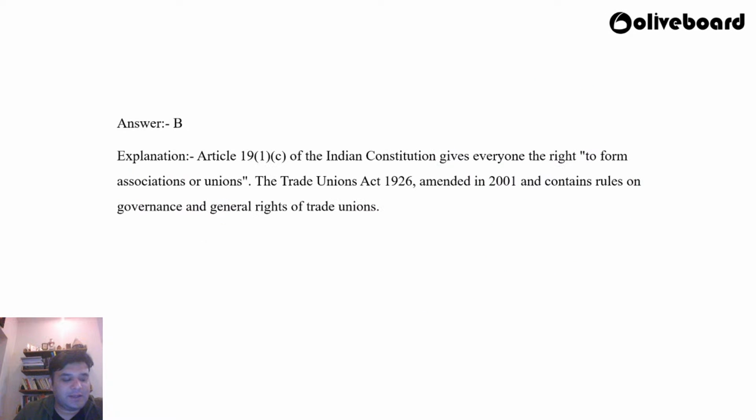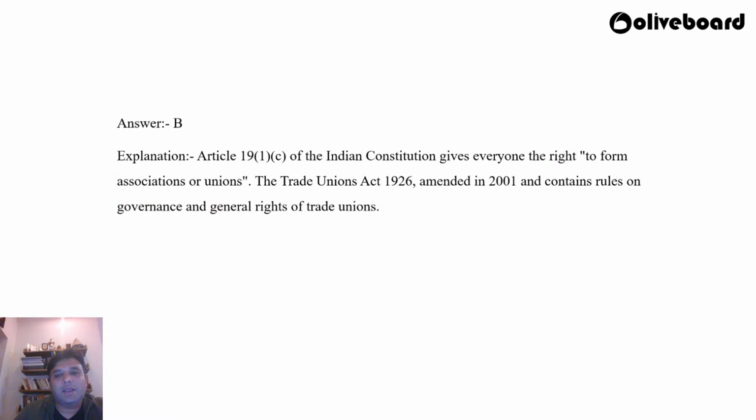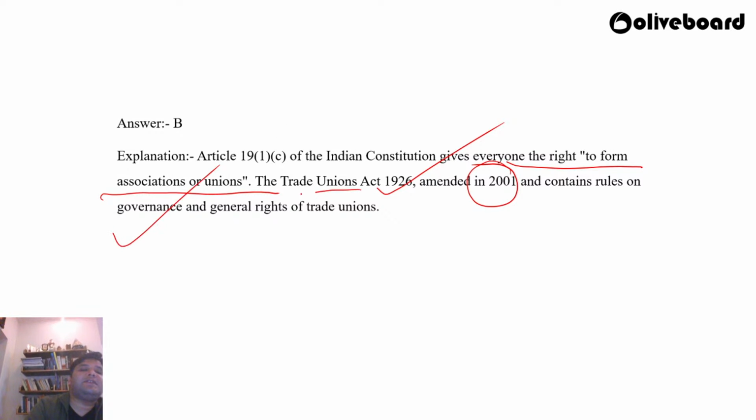The answer is obviously B. Article 19, subclause 1, subclause C gives everyone the right to form associations or unions. The Trade Unions Act 1926, amended in 2001, contains rules on governance and general rights of trade unions. So the answer is B.